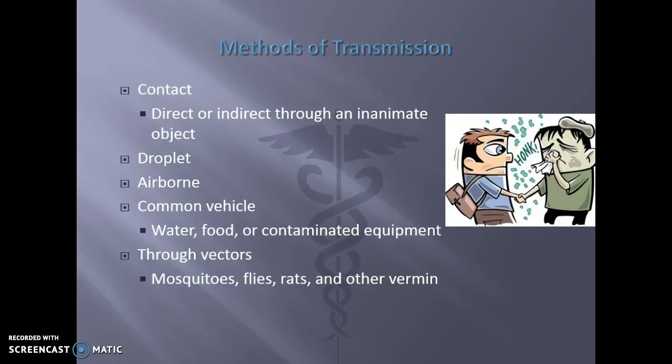So there's lots of different methods of transmission. You can have direct contact, you can have indirect contact, you can touch something contaminated, there can be air droplets, you can have something in the food or water that's contaminated or a piece of equipment that's contaminated. Mosquitoes, flies, rats, or other vermin, those are called vectors, can transmit infection.